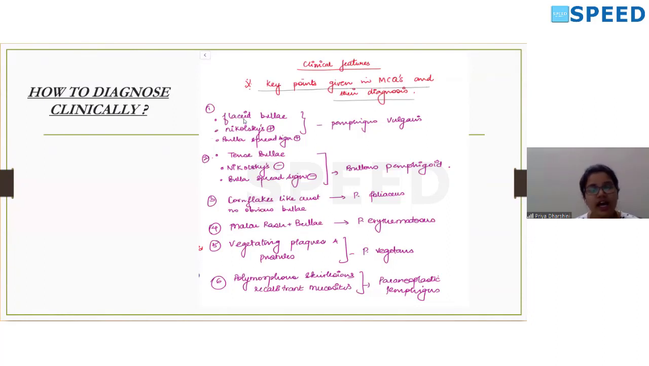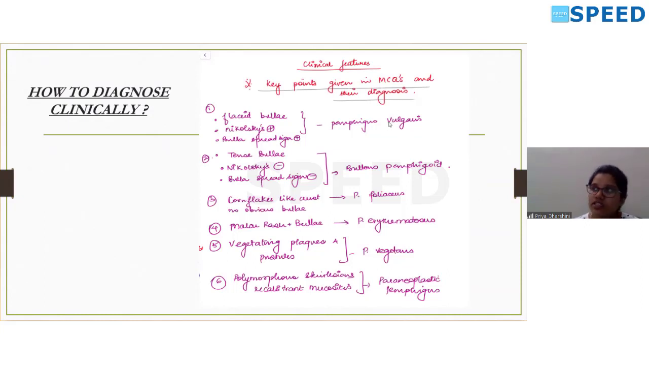So they might give you a clinical scenario and ask you what is the diagnosis or any questions related to that. So as a first step, you have to decode the clinical scenario and arrive at the diagnosis. So here are the key points which they may give in their MCQs, and you can arrive at the diagnosis by using these key points or the spotting points or spotters. So first one is, if in the question they give a patient presenting with flaccid bullae or Nikolsky sign positive or bulla spread sign positive, this mainly indicates diagnosis of pemphigus vulgaris.